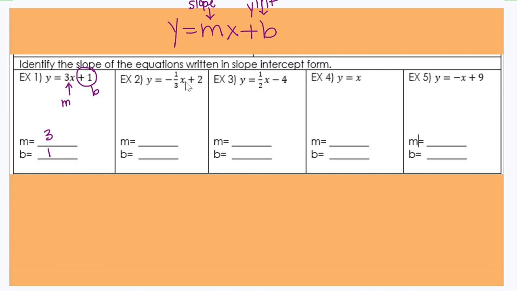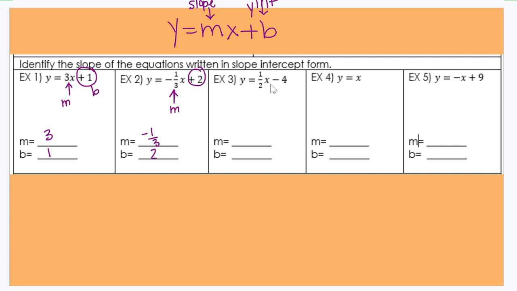Y equals negative 1/3 x plus 2. So this time, the coefficient of x is negative 1/3. And our y-intercept would be a positive 2. Make sure you always take that sign in front.